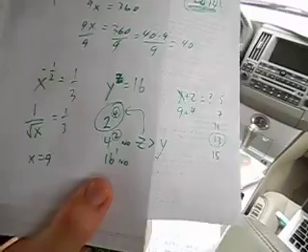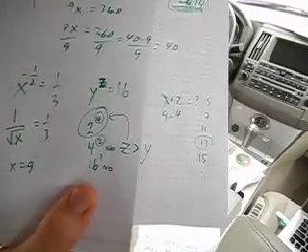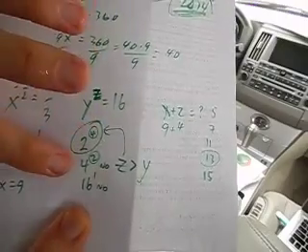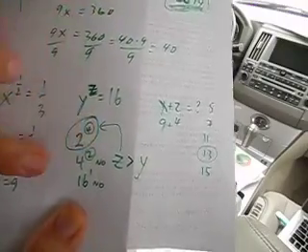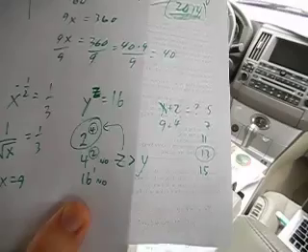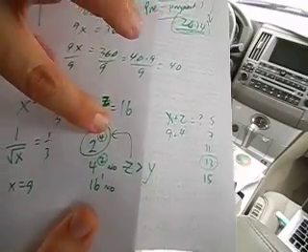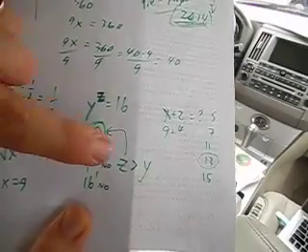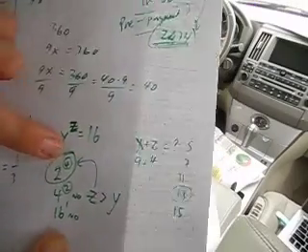Okay. Now, what are the different ways to make 16? You could go 2 to the 4. You could go 4 to the 2. Or you could go 16 to the 1. Now, because the 4 has to be bigger than the 2, that's why we chose this one. So your z is 4.